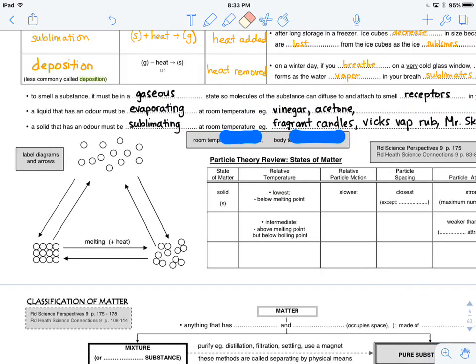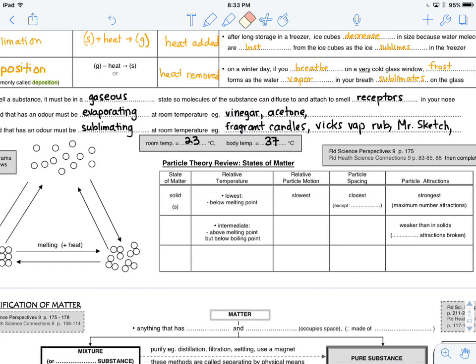And a few other small things. Room temperature is, of course, 23 degrees. We've talked a little bit about room temperature. Body temperature is 37 degrees.